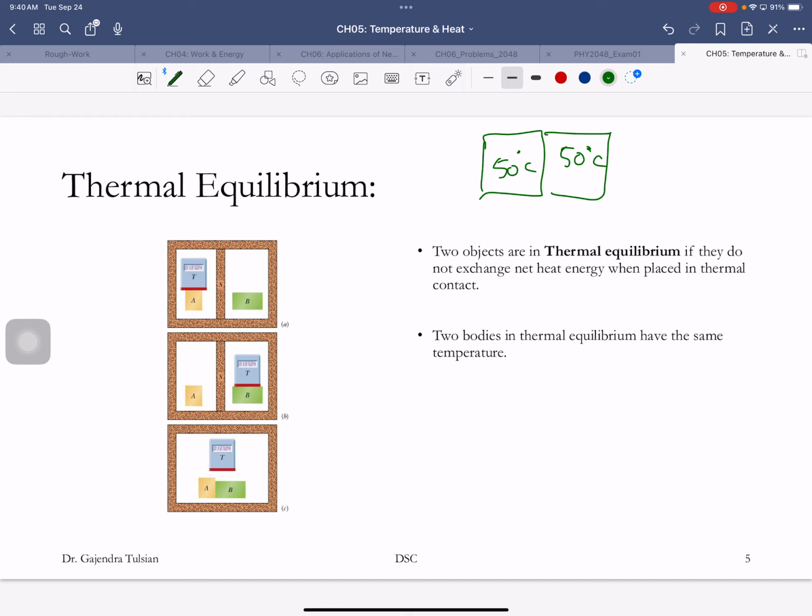So whenever they're in thermal contact, they can exchange heat. This guy's giving him $1, that guy's giving him back $1. There's no net exchange of money. So that's thermal equilibrium. Two bodies in thermal equilibrium have the same temperature.